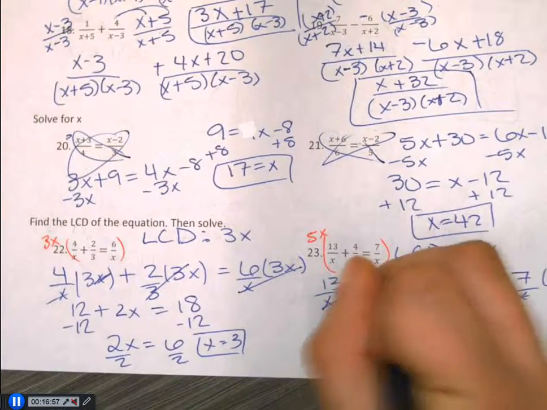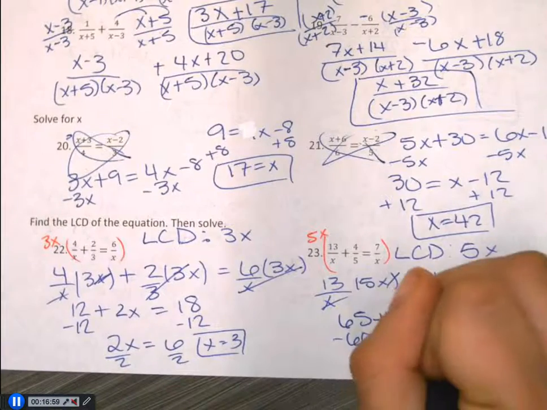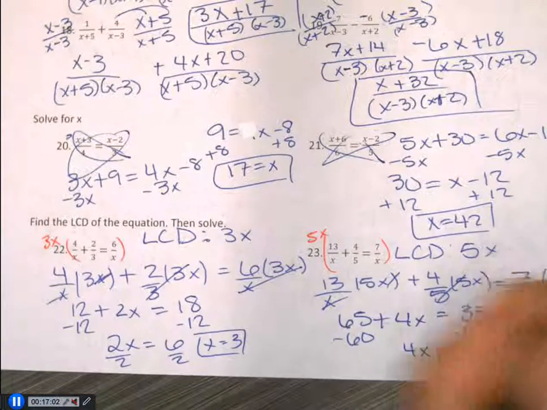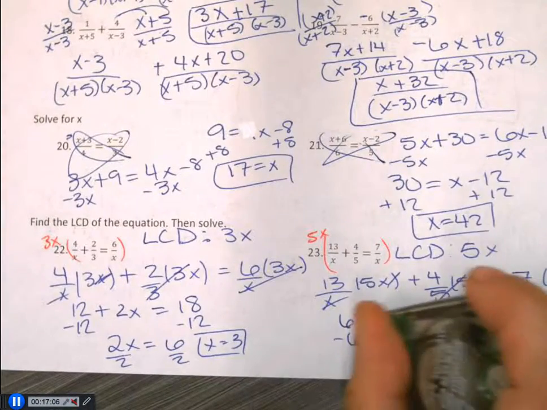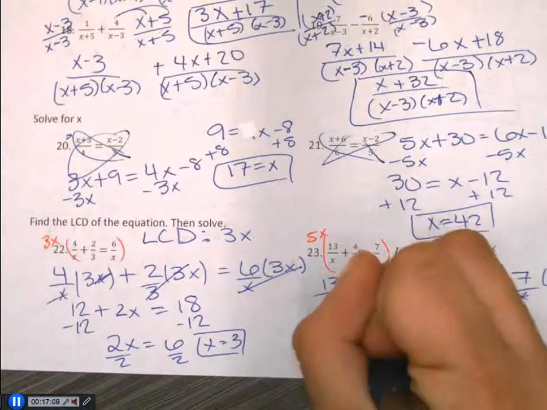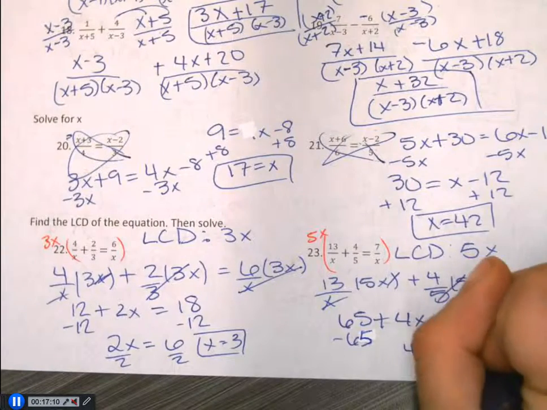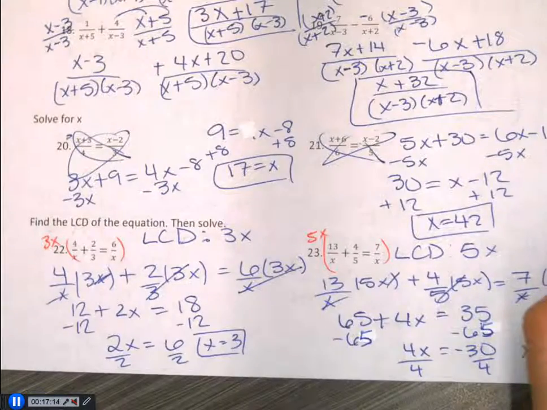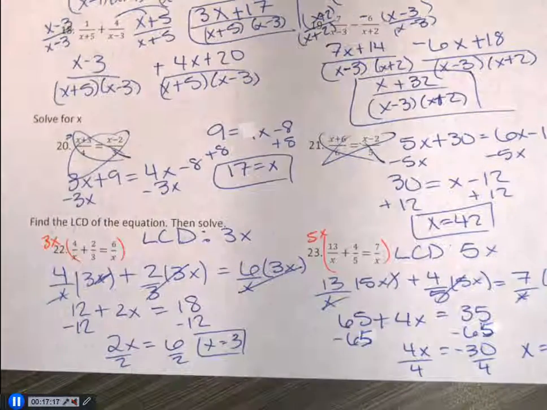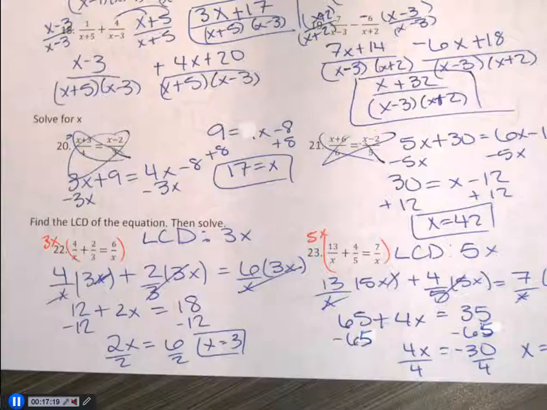I subtract 65 on both sides. I get 4x equals negative 30. I don't know why I said 60. Let me go back and write that out. Then I get negative 30. I divide by 4. I get x equals negative 30 divided by 4, which is negative 7.5.